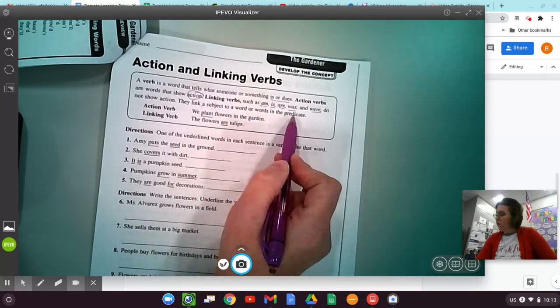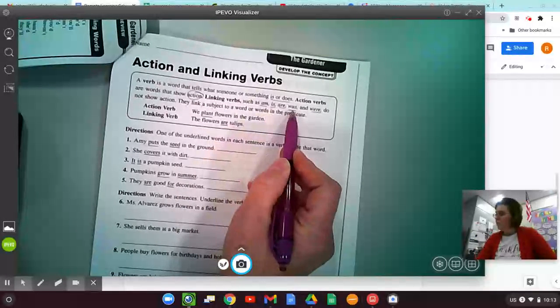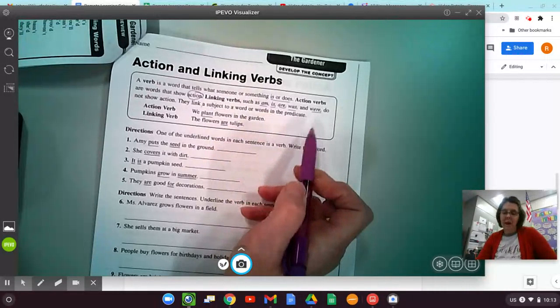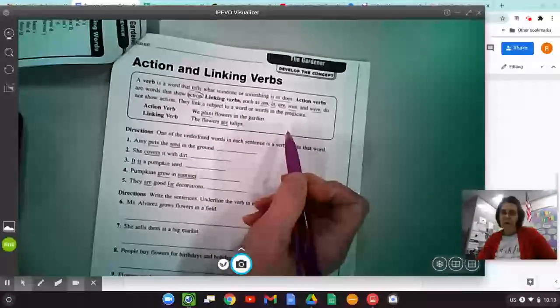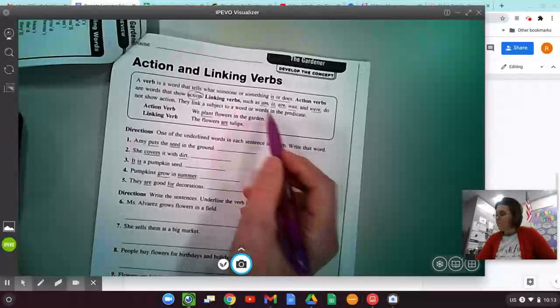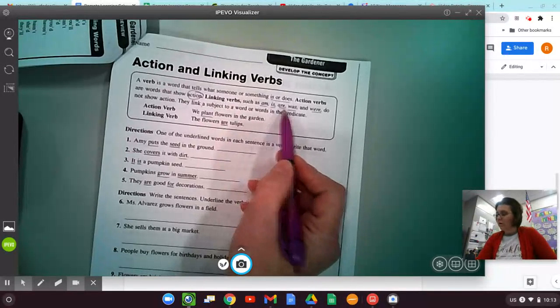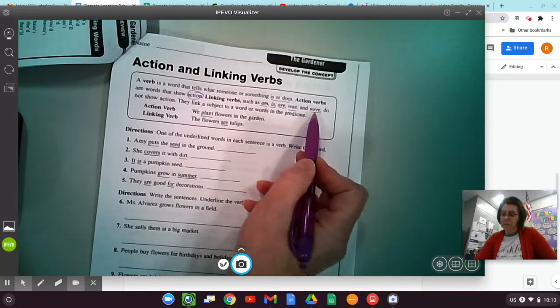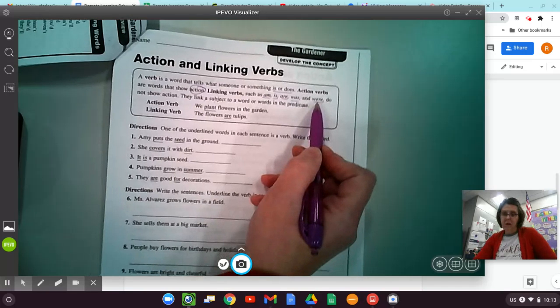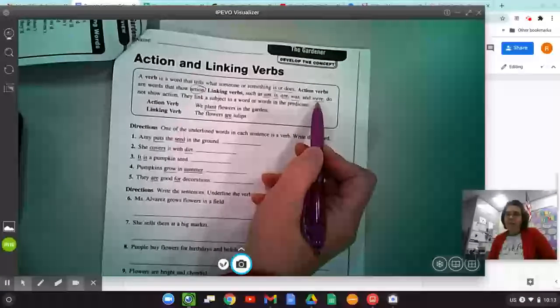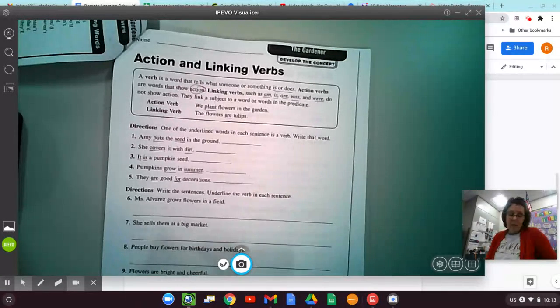So, am, is, are, was, were. Say those with me. Am, is, are, was, were. One more time. Am, is, are, was, were. Those are the linking verbs. Underline them, circle them, outline them, highlight them. Those are going to be the words you're going to be looking for as linking verbs.